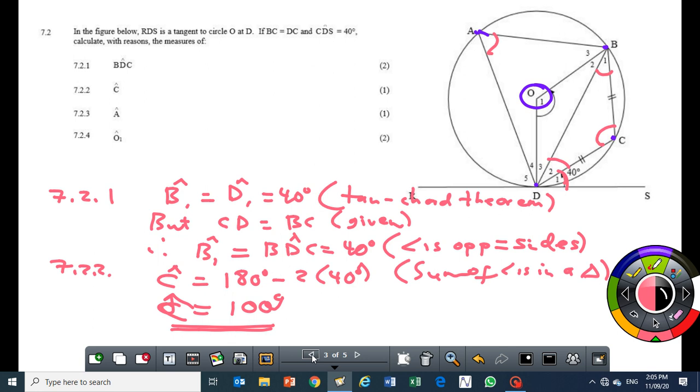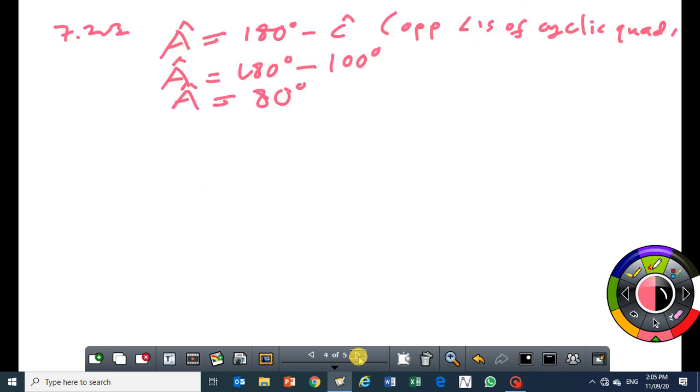Then O1. O1 is this angle. Now, is O1 2 times C or is it 2 times A? It's 2 times A. The other angle, which you can call O2, is a reflex angle, so it would make sense that it will be 2 times C, because C is an obtuse angle. So O1 is 2 times angle A, and your reason: angle at the center is 2 times angle at the circumference.